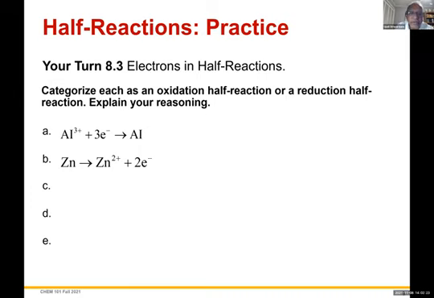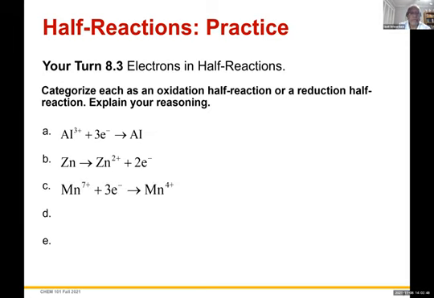Zinc going into zinc 2+ and 2 electrons: is it a reduction or oxidation? It's an oxidation because zinc loses electrons. So if you find electrons on the right side, that is an oxidation. If you find electrons on the reactant side, as in aluminum plus 3 electrons, that's a reduction.